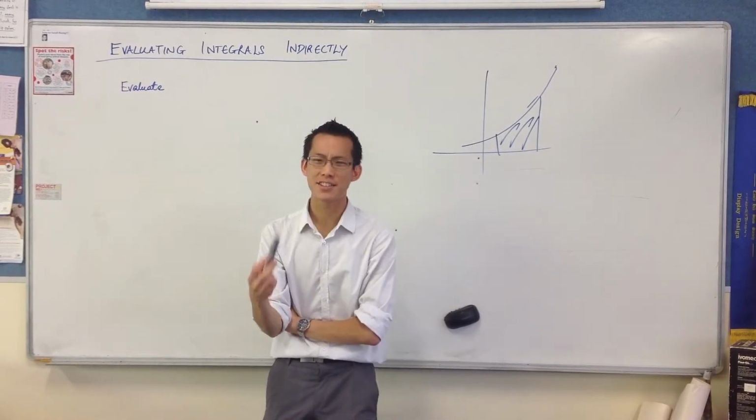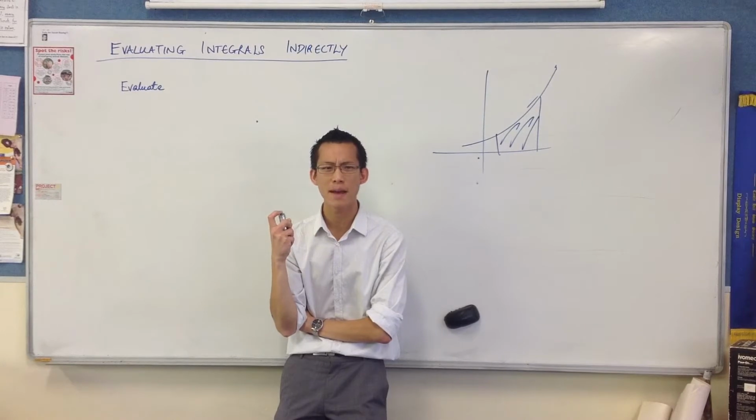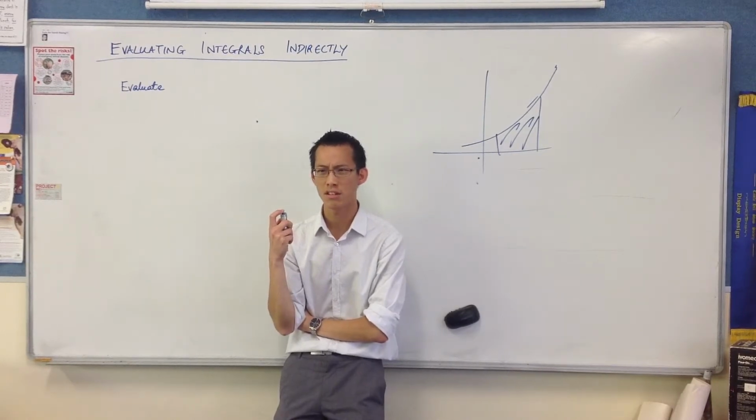Trapezoid. Oh, by the way, did I tell you about why it's called Simpson's rule? I can't remember.